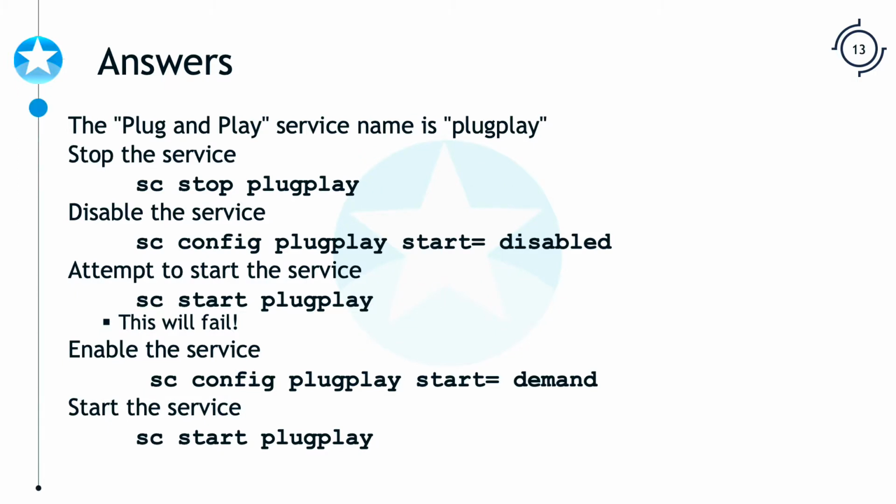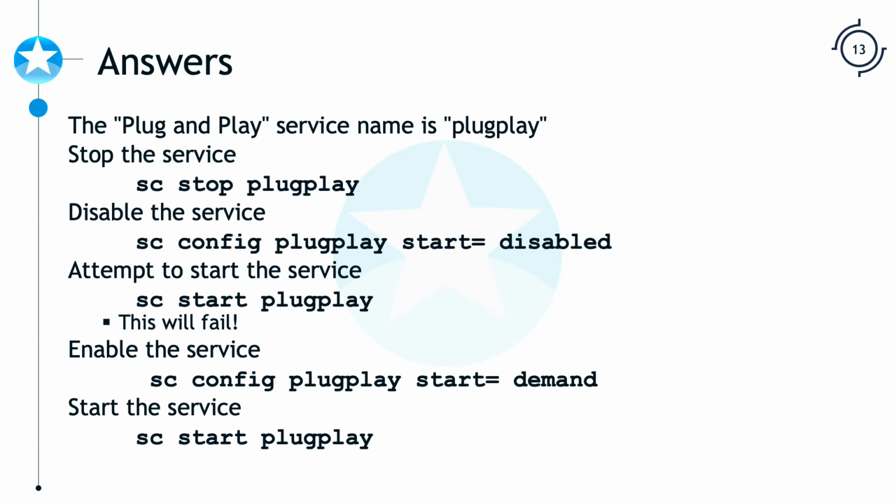Let's walk through the answers now. The plug and play service name is plugplay. You could use the Service Control Manager GUI to see this, but we could also use the sc query and then scroll through the list and then identify the name of this particular service. Once we have the name, we can use the following commands to perform the actions we want to.